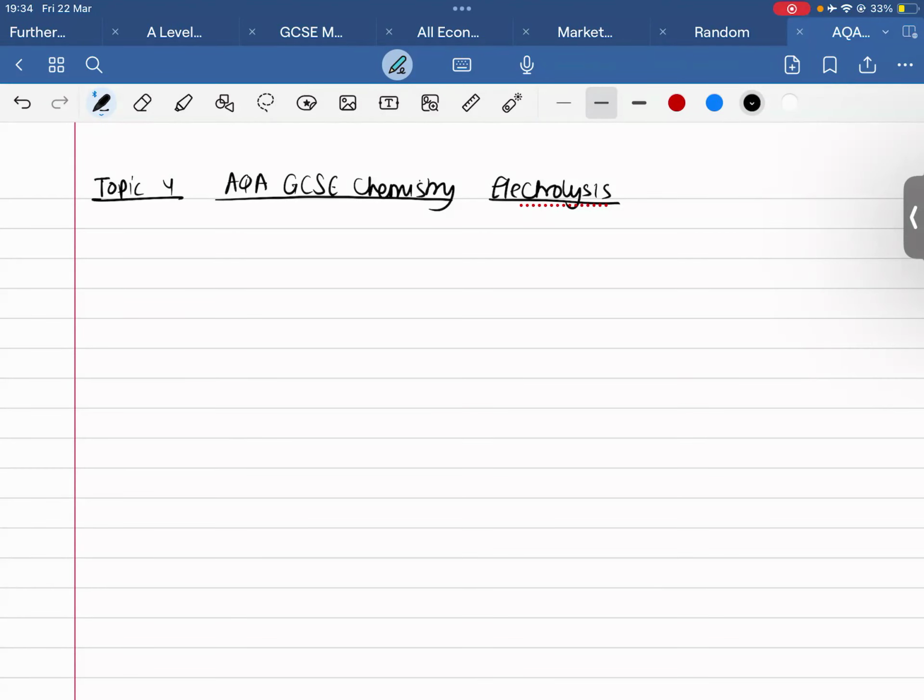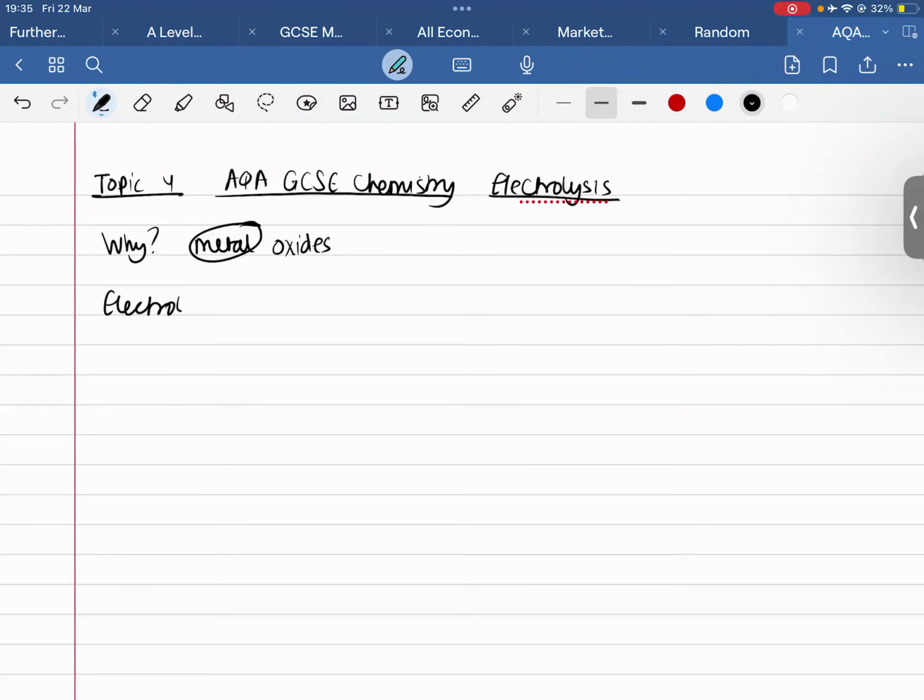So, before we go into electrolysis, let's just think about why we do it. In the earth, we need a lot of metals because metals are very useful, but in the earth, we normally find metals as metal oxides or reacted with other stuff. So, we don't want metal oxides, we just want the metal. So, electrolysis is used to separate ionic compounds.